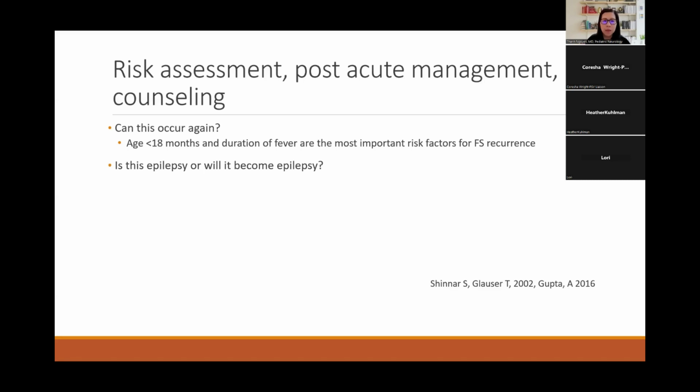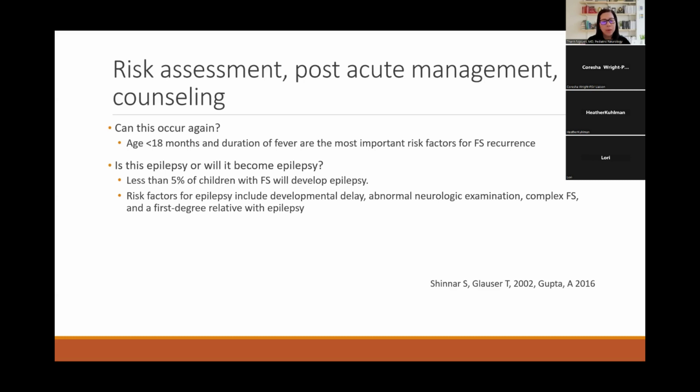Is this epilepsy, or will it become epilepsy? It's also important to differentiate epilepsy from febrile seizures. And so patients with febrile seizures have less than 5% chance of developing epilepsy in the future. And most of those are the ones who have complex febrile seizures.